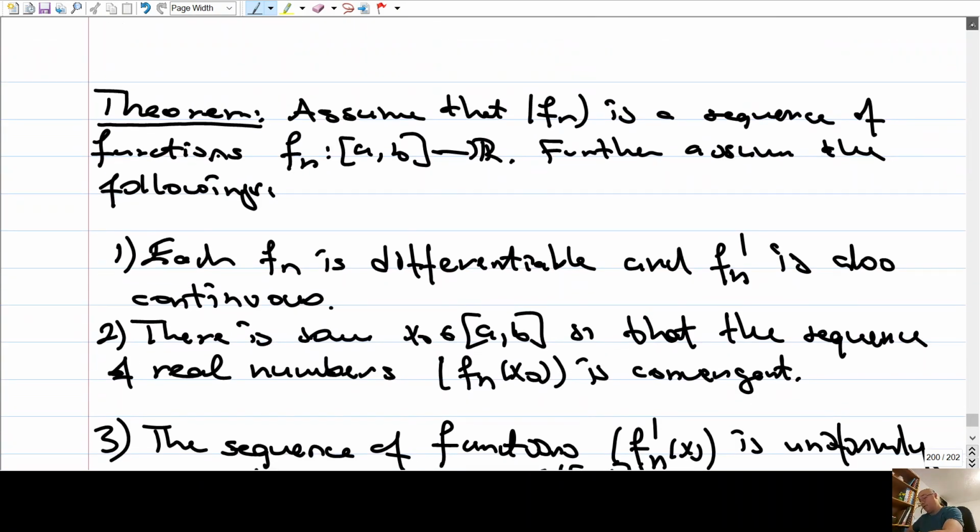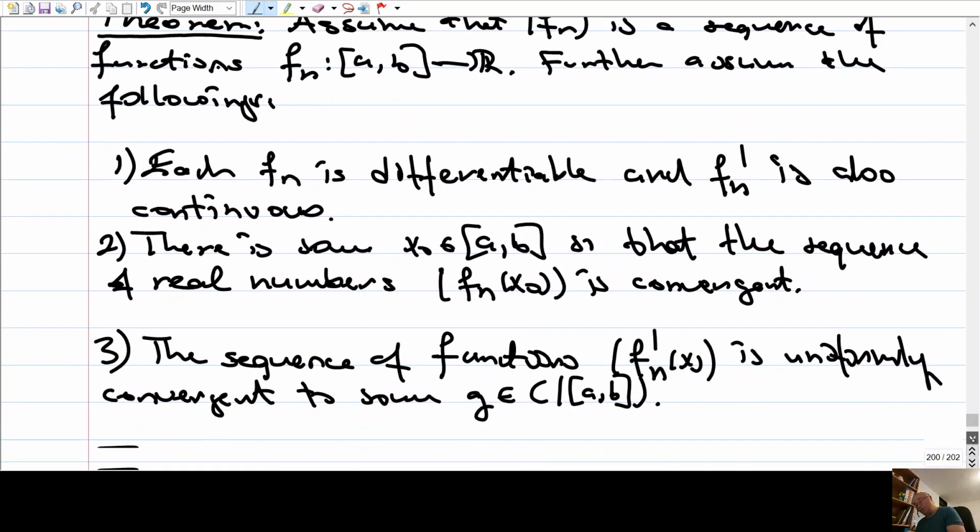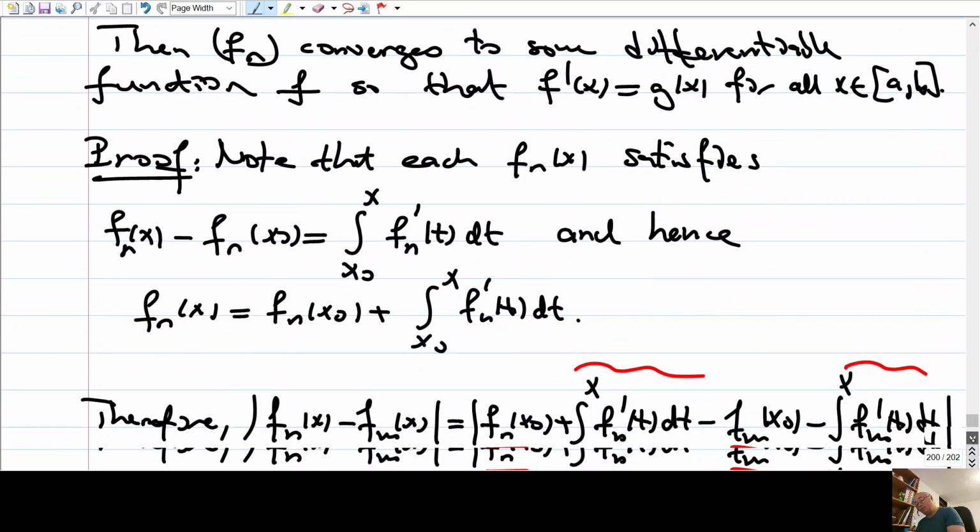So this is a theorem about differentiability of a sequence of functions. Okay. Compared to integrability, it is more involved. We have to assume several things, but you see, we used all of them almost.